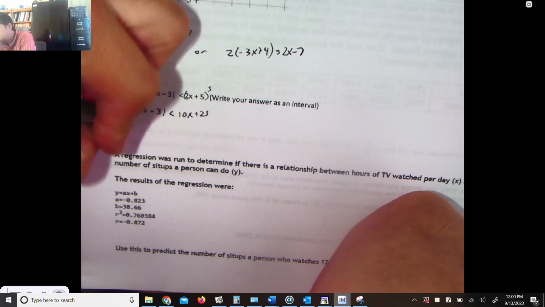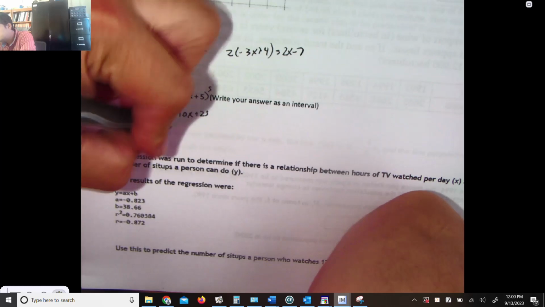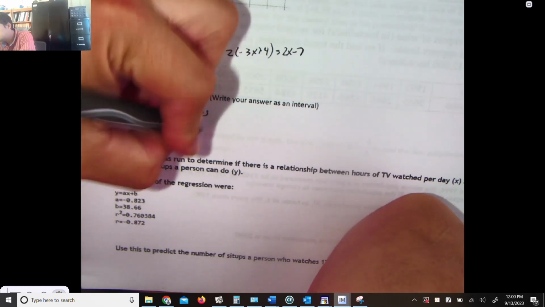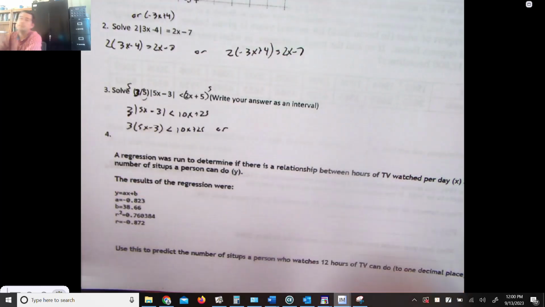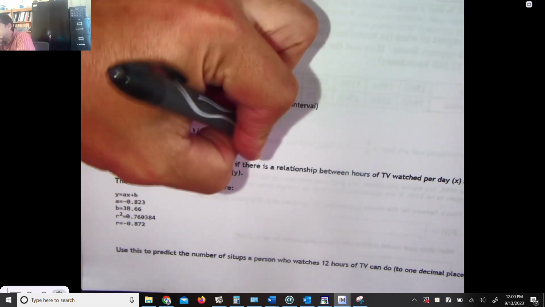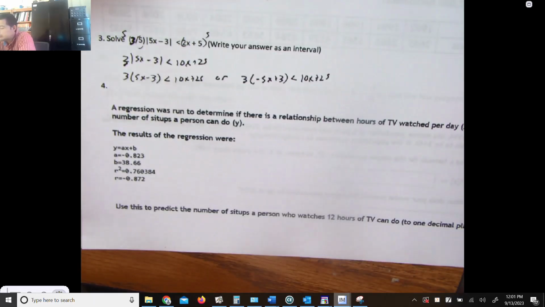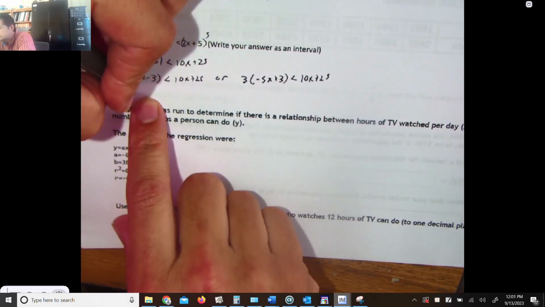Anyways, we get to write two equations. 3 times 5x minus 3 is less than 10x plus 25. Or, you may not remember this, with the inequality symbols, you flip the inequalities only when you divide, because Miss Buckley told you so. So there's my equations. And I will work this one out.